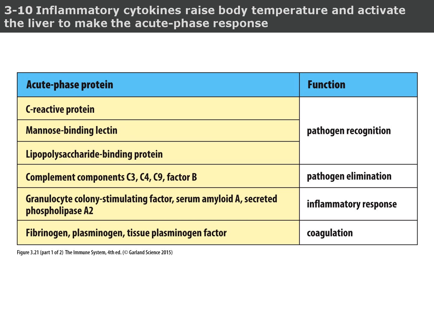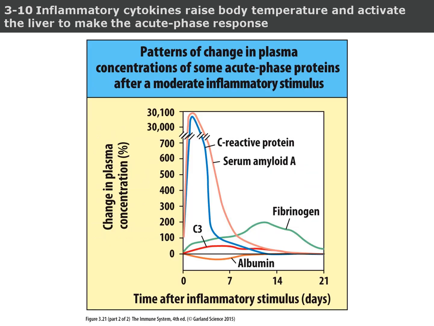Lastly, fibrinogen, plasminogen, and tissue plasminogen factor are involved in coagulation. These proteins help form clots to contain infection and initiate wound healing, while also contributing to tissue repair and limiting pathogen spread. Together, these acute phase proteins form a coordinated defense system that detects, contains, and helps eliminate infections while promoting healing and homeostasis.